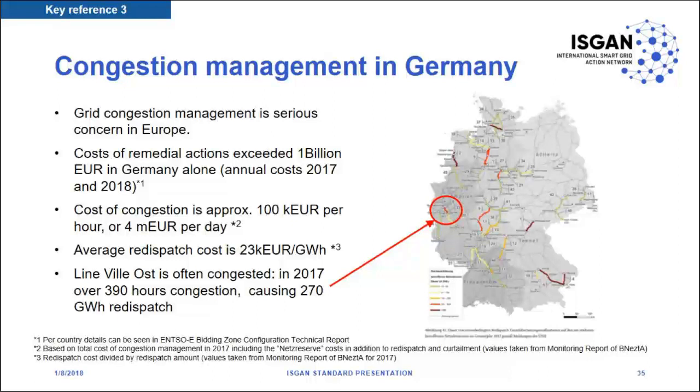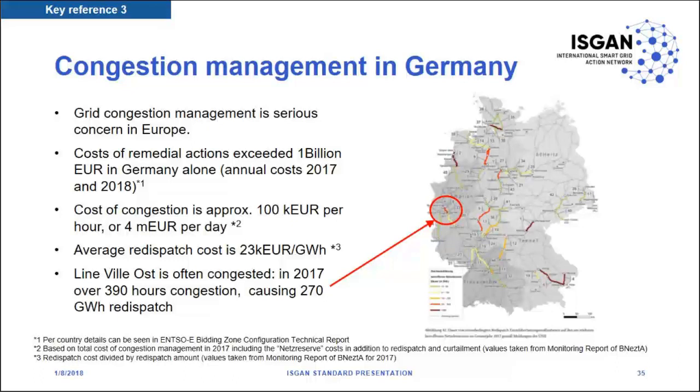amounts of energy that needed to be redispatched because of the congestion, and the resulting costs, etc. For example, in 2017 and 2018, the annual costs of congestion management exceeded 1 billion euros each year. Using simple division, this is about 100,000 euros per hour or 4 million euros per day, which is costing German electricity consumers. Even if you look at only the redispatch component of the congestion management costs, I explained earlier that congestion management may include redispatch, counter-trading, demand response, renewables curtailment, etc. So even if you look at only the redispatch component, the cost is 23,000 euros per gigawatt hour.